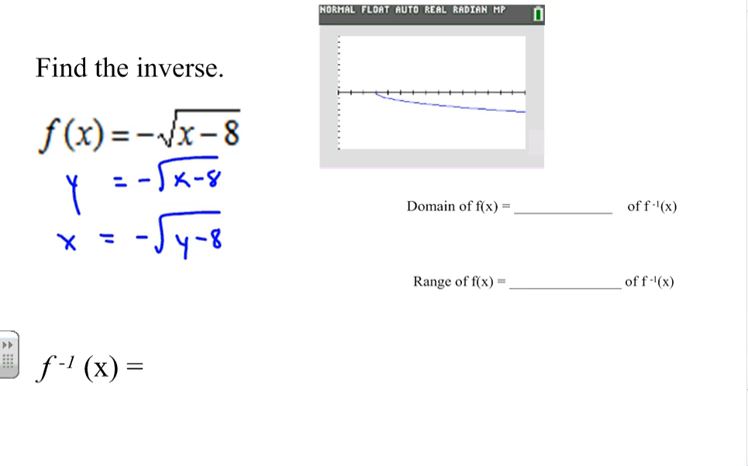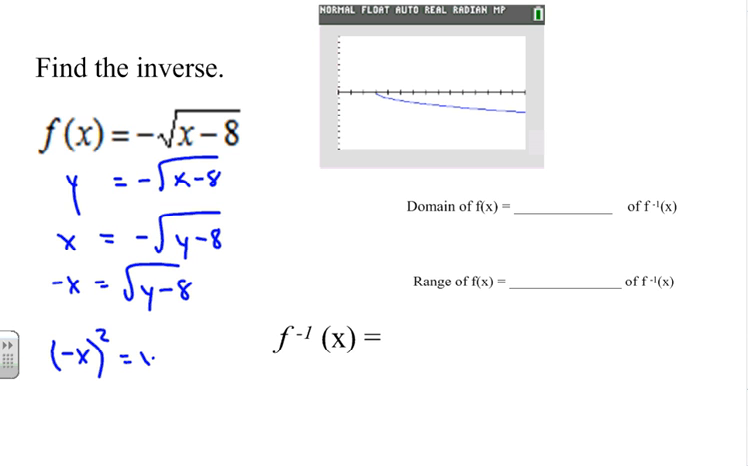So I have the opposites. Got to take the negative first. Square root of y minus 8. Let me move this over here. Okay, and then I take and square both sides. So we have negative x, and I'm going to square it, minus 8. And now I'm going to add this, and what we have is x squared plus 8 equals y. And in actuality, this is my inverse function.